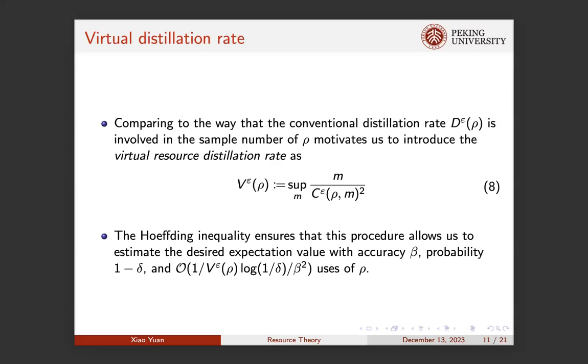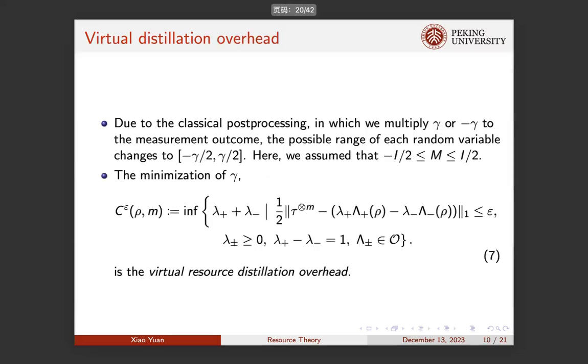Right. So here we formalize our definition. By linear combination of free resources, we define the virtual resource distillation. And we can easily show that virtual distillation is definitely more powerful than conventional distillation, right? Because here we can always choose, for example, lambda minus to be 0, and then it just goes back to the conventional resource distillation framework.